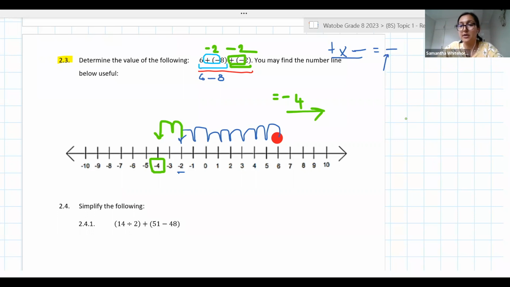Right, so remember, I'm going to stay here for a second or two in case you want to take a screenshot of the answer and the question, and then we're going to move on to 2.4.